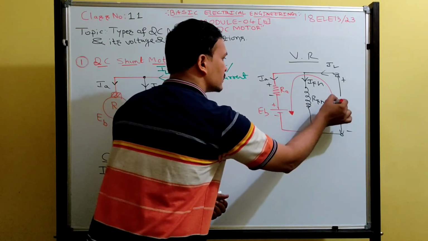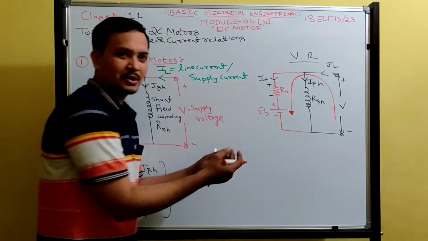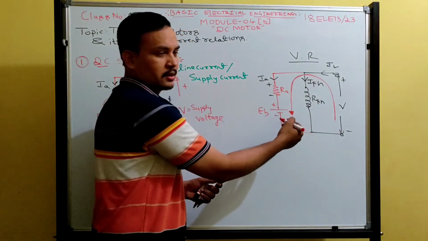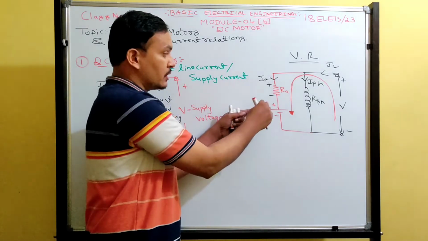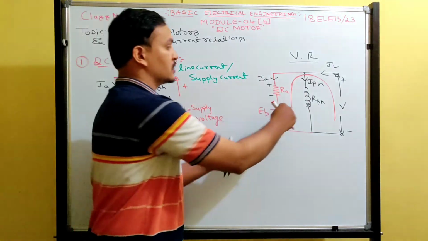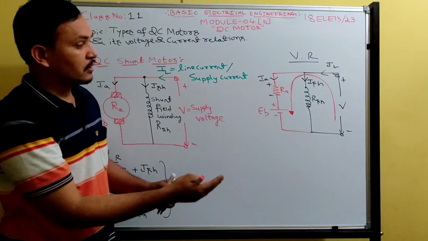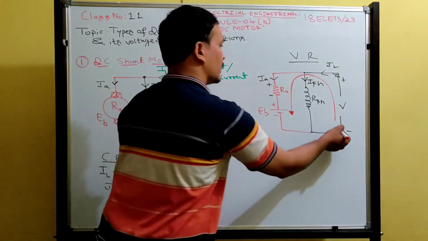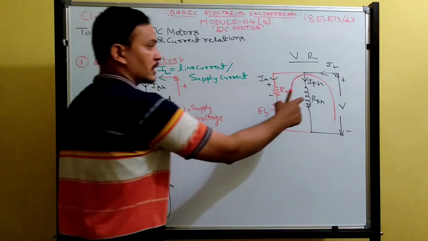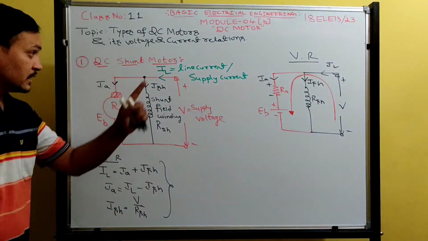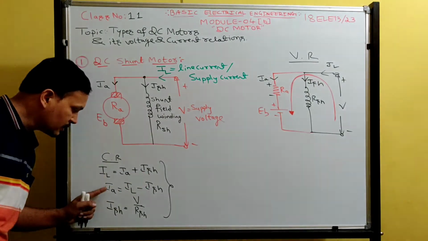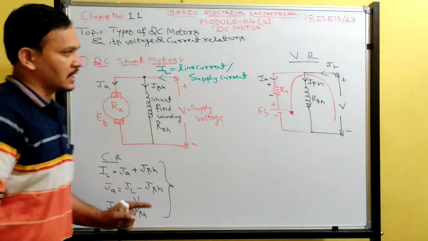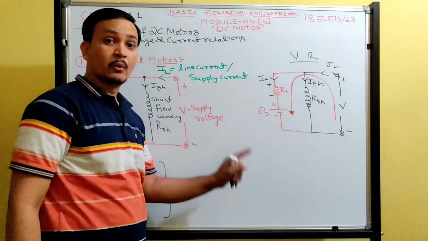Why have I taken this direction? Because the motor is receiving the supply. If the motor receives supply, this will be the direction. For a generator, which delivers current, I have taken clockwise. For a motor you should take anti-clockwise. That's it. Apply KVL to the outer loop. Don't consider the shunt field winding, because the effect of ISH is already in the current relation. IA is equal to IL minus ISH. Therefore, apply KVL only for the outer loop.